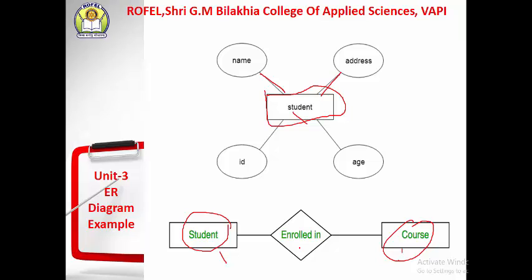So are you getting it? Do you understand the example? So in the next session we will learn in detail about ER diagram, different entities, different attributes, relationships and how to represent entities, relationships and attributes. Fine, all of you?